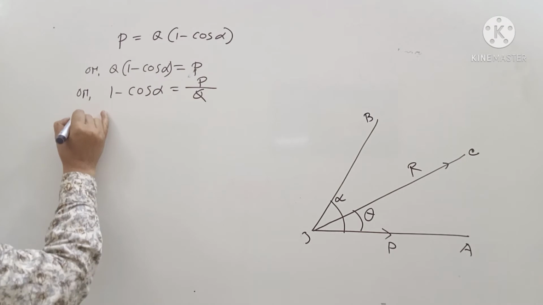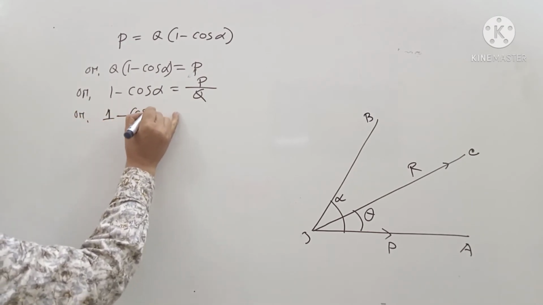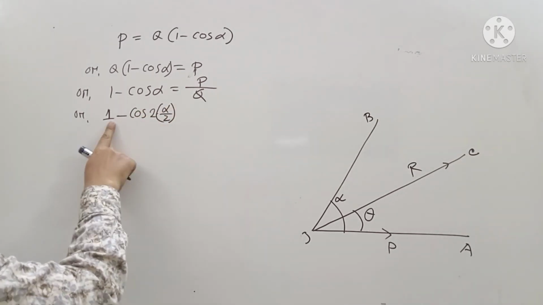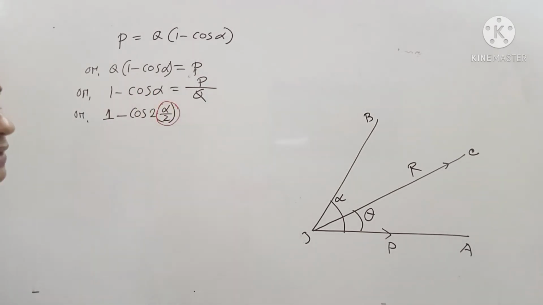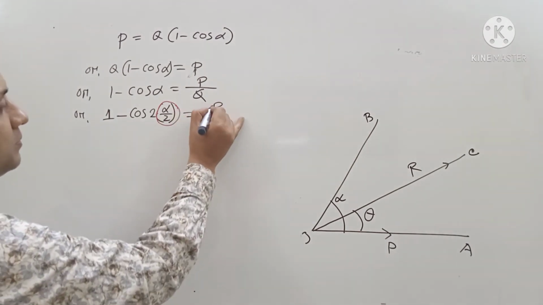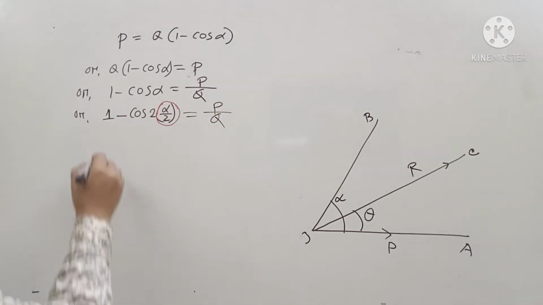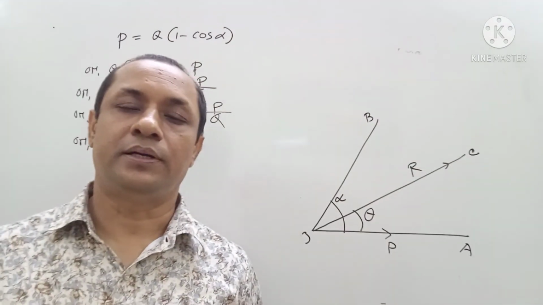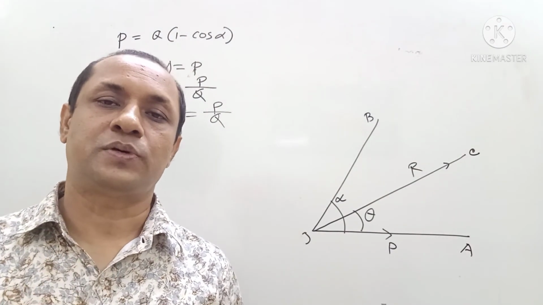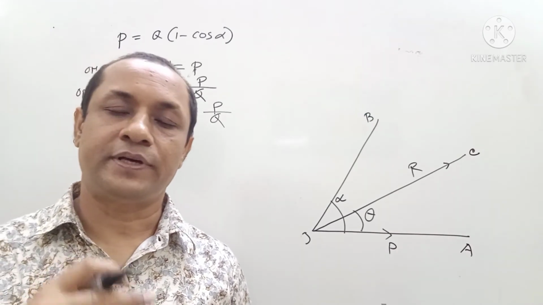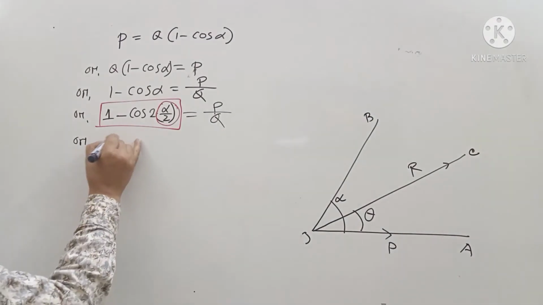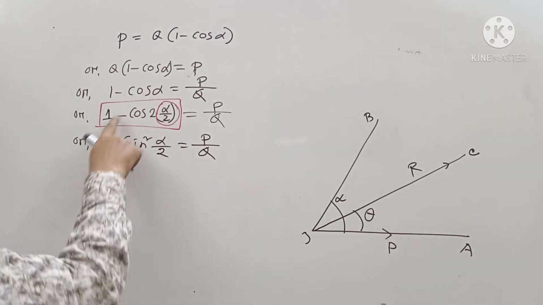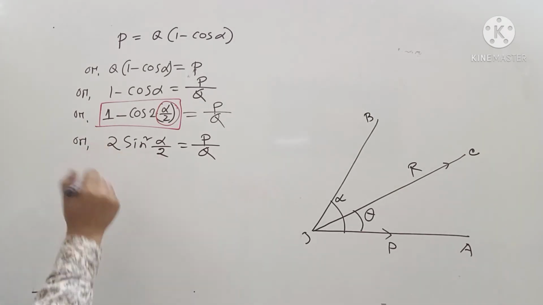So students, from the formula, we can write 1 minus cos 2a, where a is alpha by 2, and the right side is P by Q. Now using the trigonometric formula you have learned, 1 minus cos 2a equals 2 sin square a. Here a is alpha by 2, so 2 sin square alpha by 2 equals P by Q.